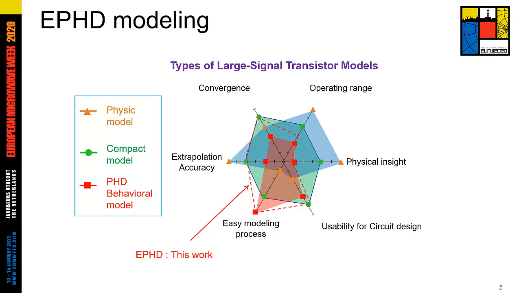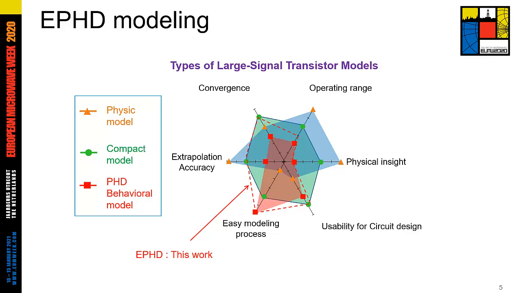To that, people are using PhD model. The PhD model gives you a good and easy modeling process because it's based on measurement. From this measurement, you are able to extract a model which will work for your specific application. The drawback here is that it's very limited in terms of convergence, operating range, and physical insight.